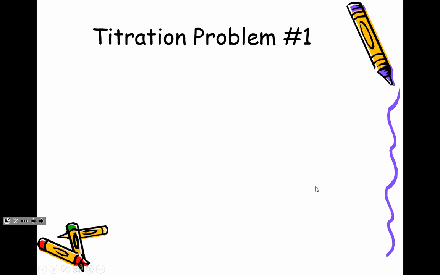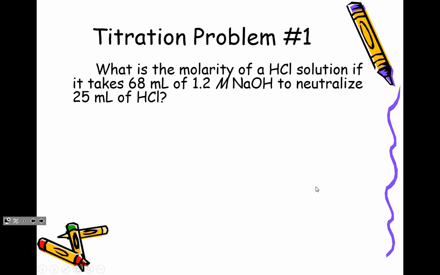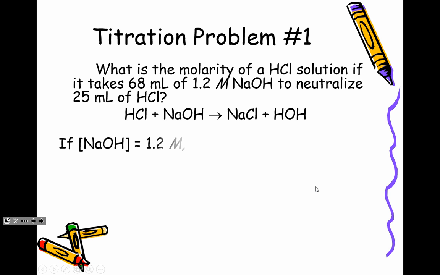So here's an example of that kind of situation. What is the molarity of HCl solution if it takes 68 milliliters of 1.2 molar NaOH to neutralize 25 milliliters of the acid? Notice it's a simple acid, one hydrogen, and a simple base, one hydroxide. This would be our neutralization. And in our neutralization, you can see that it's a simple situation. We have the same mole amount of HCl reacting with NaOH. It's a 1-to-1 mole ratio.